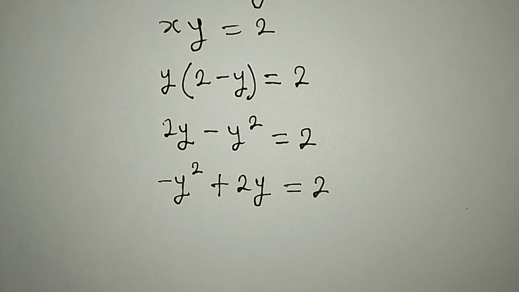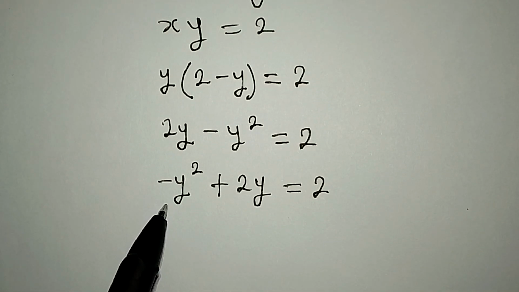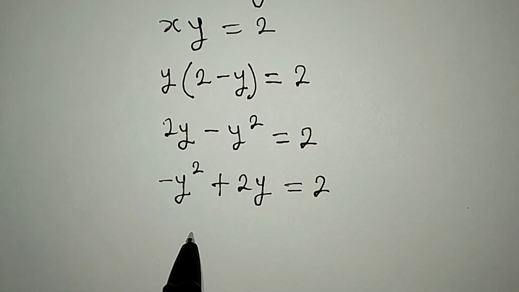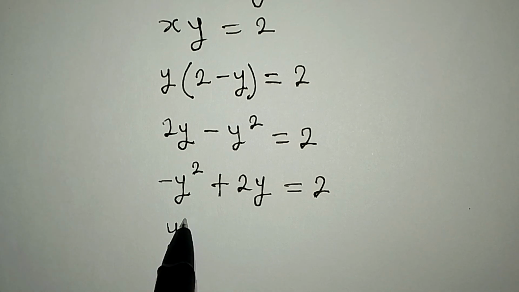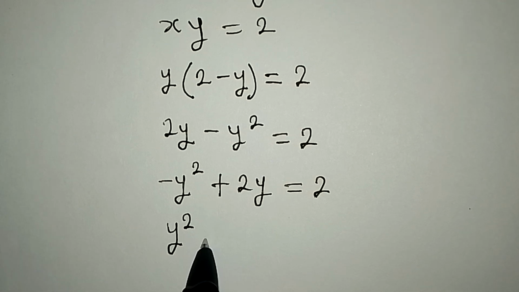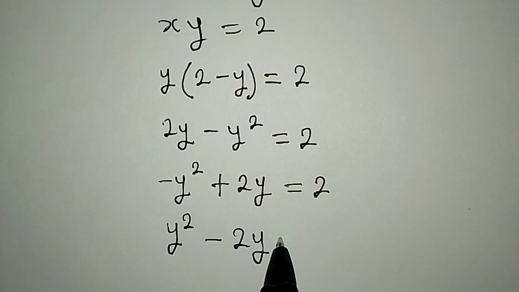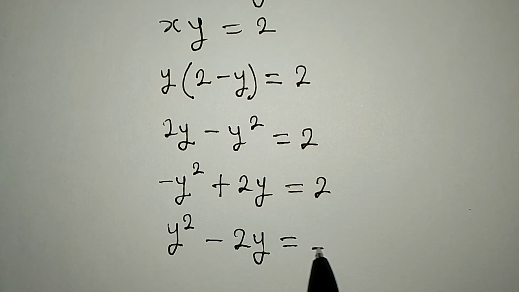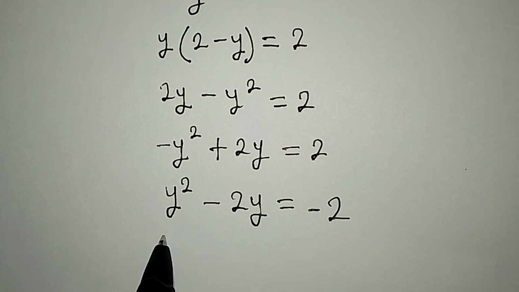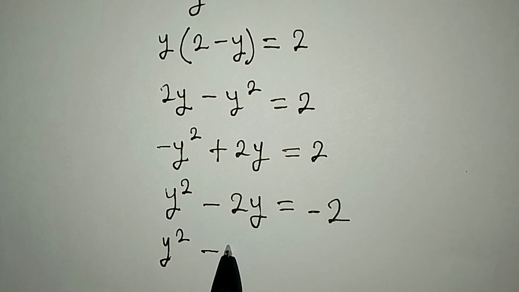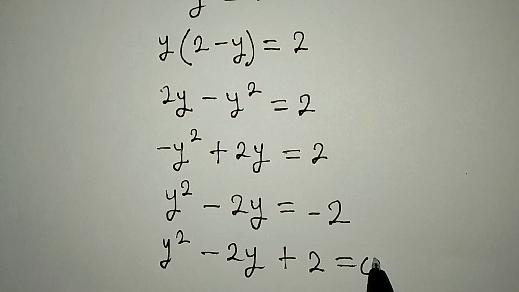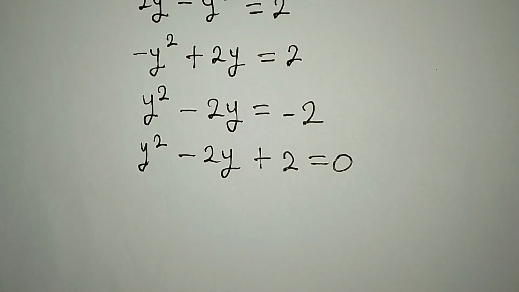Then we don't expect this to begin with a negative coefficient, so we need to multiply everything by -1. That -1 will cancel the negative here and we'll just have y squared. Then the -1 will turn this to -2y, and it will turn the 2 to -2. Now bring 2 to the other side as we get y squared minus 2y plus 2 equals 0.